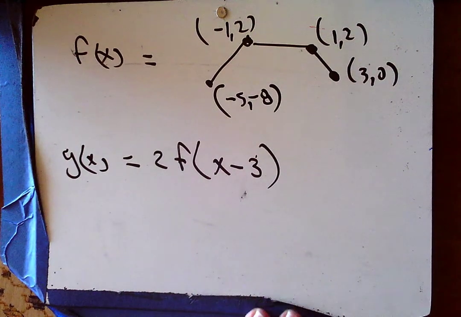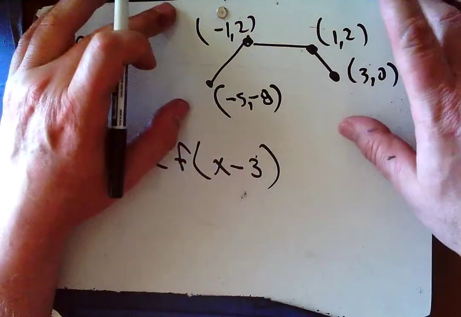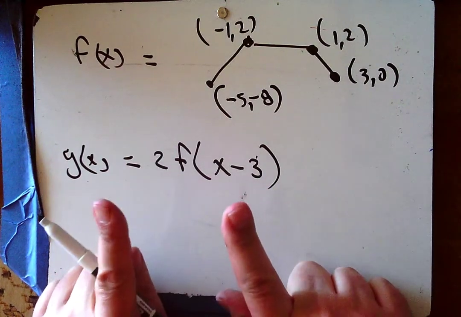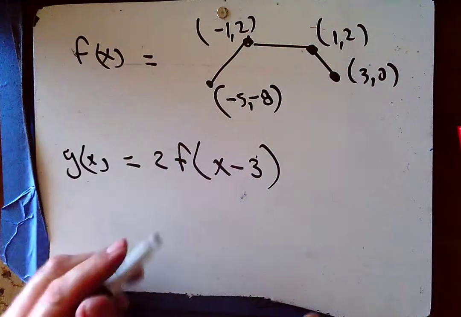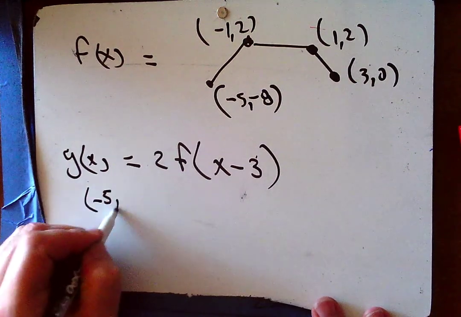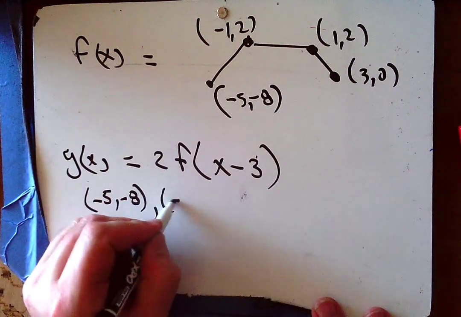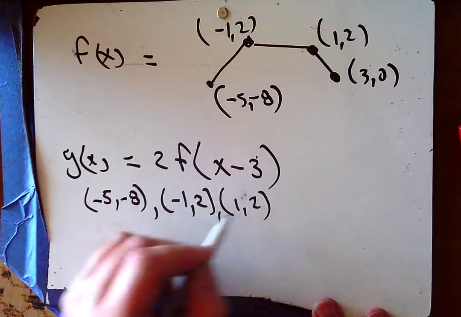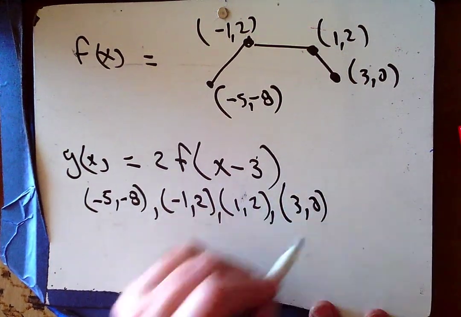Okay, so how am I supposed to do this? Well, these are my reference points. These are my transformations. I apply these transformations to these reference points. So (-5, -8), (-1, 2), (1, 2), and (3, 0).